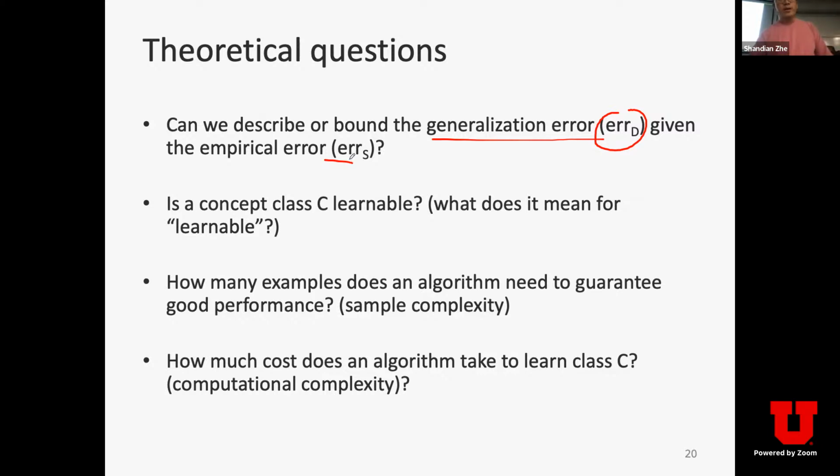Then there's a question: can we bound or estimate the real generalization error by our unstable empirical error? That's one key question from computational learning theory. And later we'll see how this can be achieved.